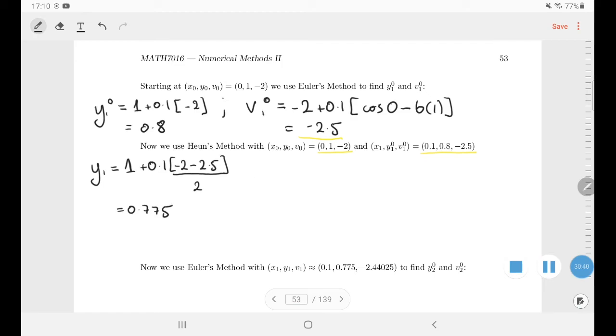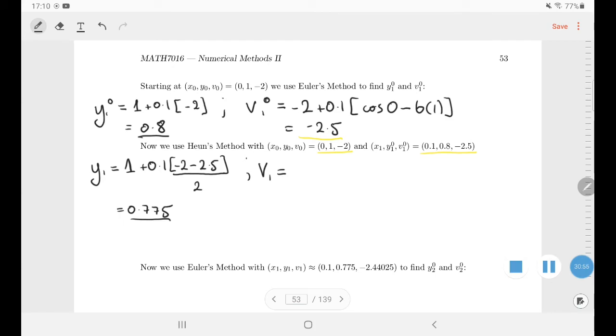Okay, and look, to get Heun's method more precise. Now that doesn't mean accurate, but it is more accurate. Look, 0.8 versus 0.775, one significant figure versus 3. Now let's also do V1 using Heun.